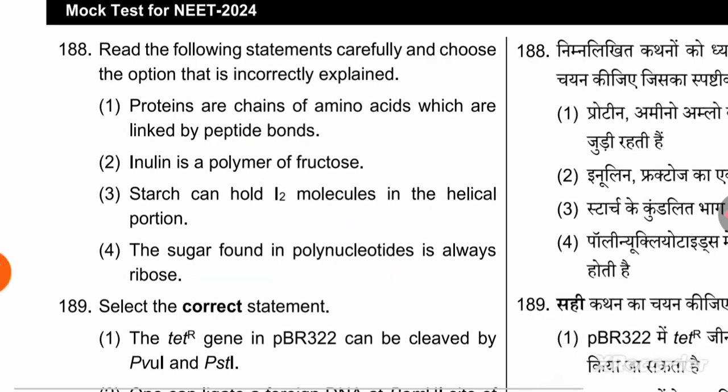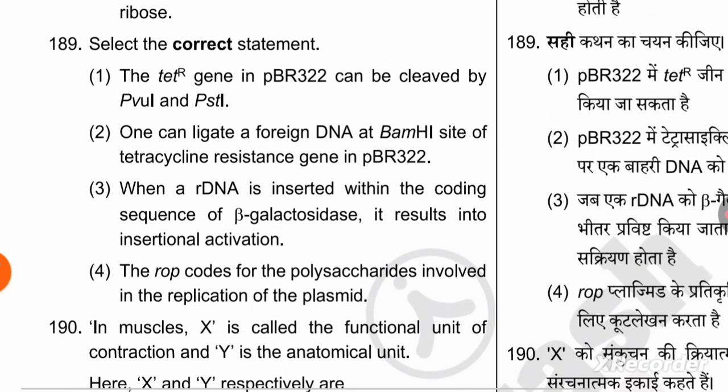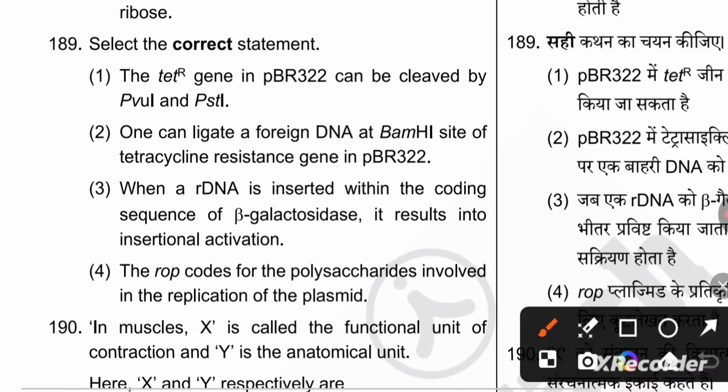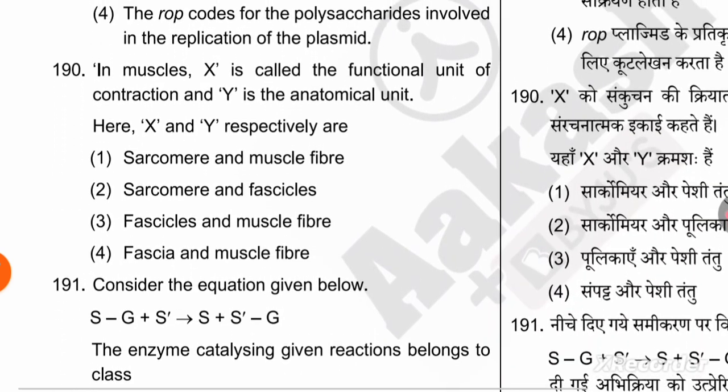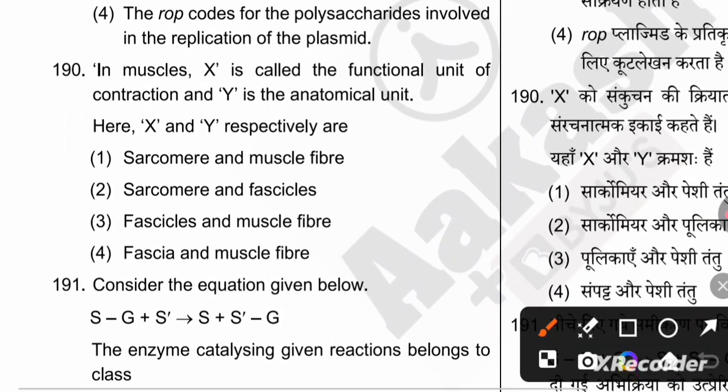Let us go to 189 question. Select the correct statement. Here the correct statement, if you can read, is one can ligate foreign DNA at the BamHI site of the tetracycline resistance gene in pBR322. Remaining three are the incorrect statements. In muscle, X is called the functional unit of contraction. So in muscle, the functional unit of contraction is the sarcomere, and Y is the anatomical unit. Muscle fiber is the anatomical unit.